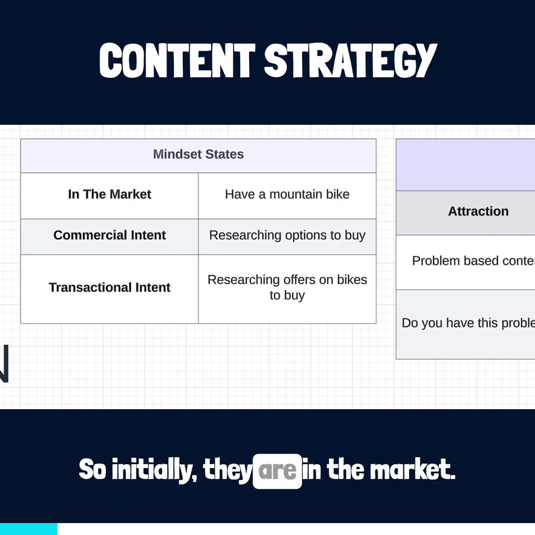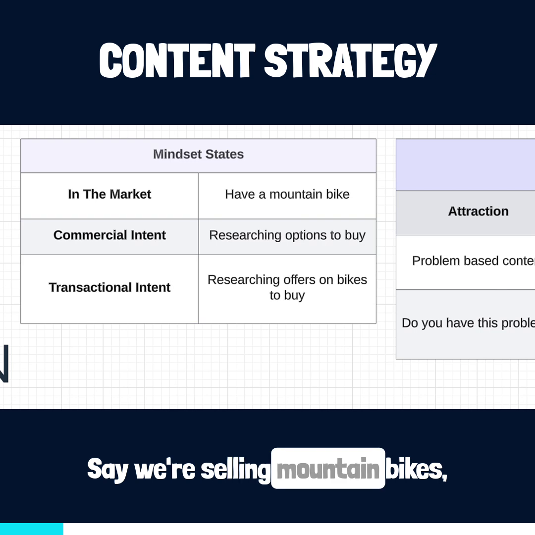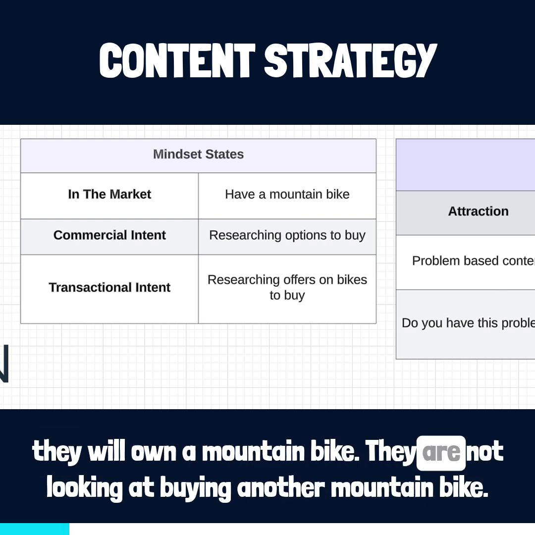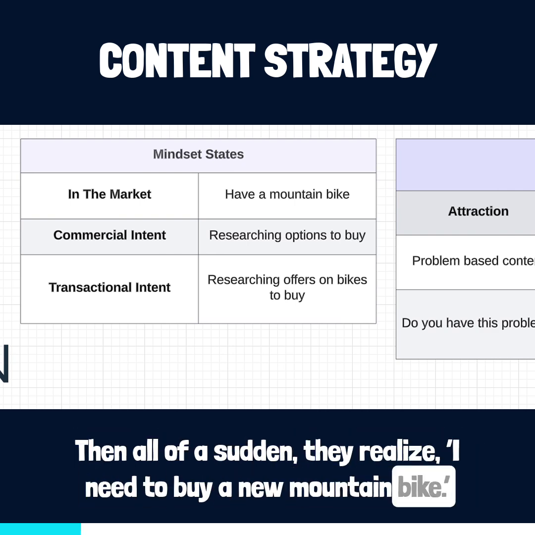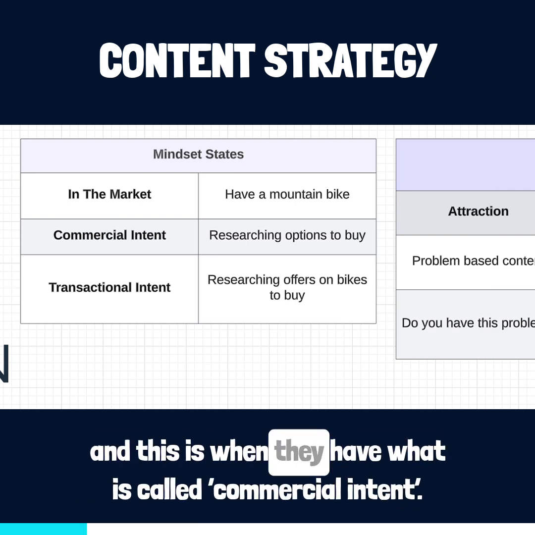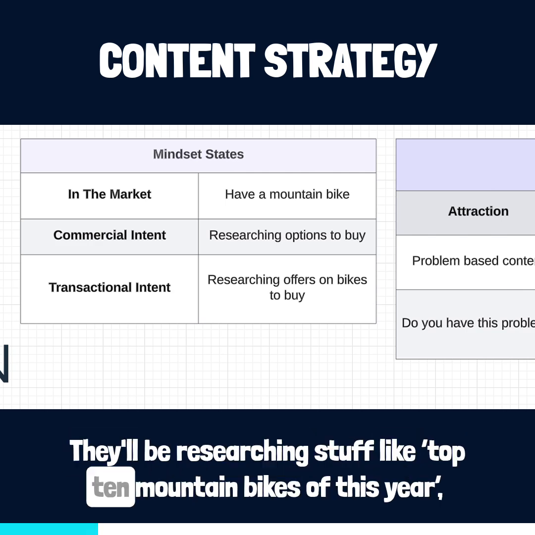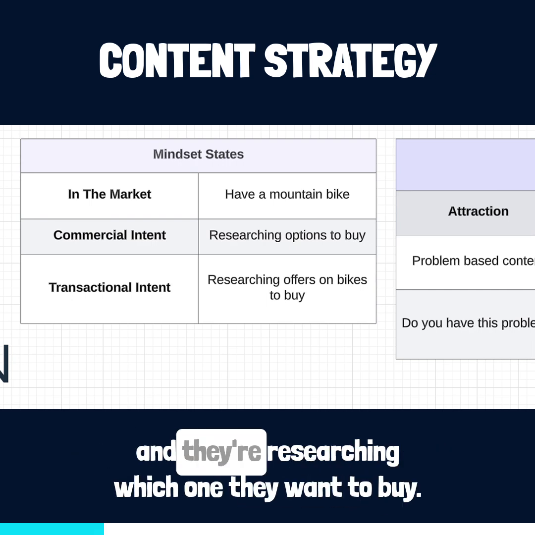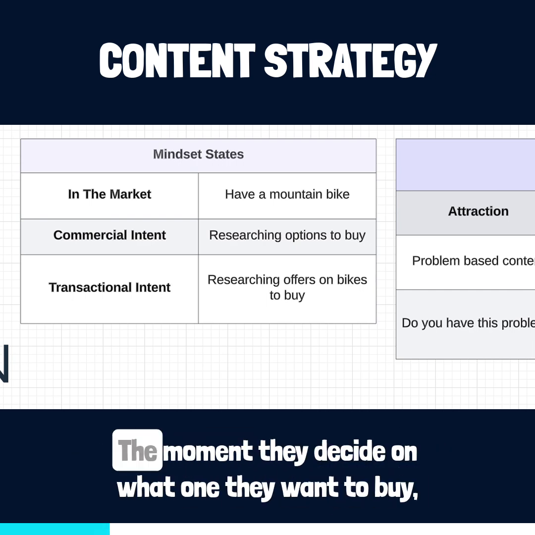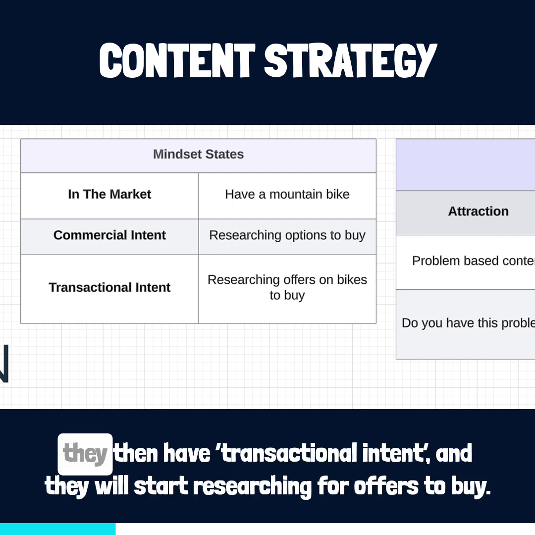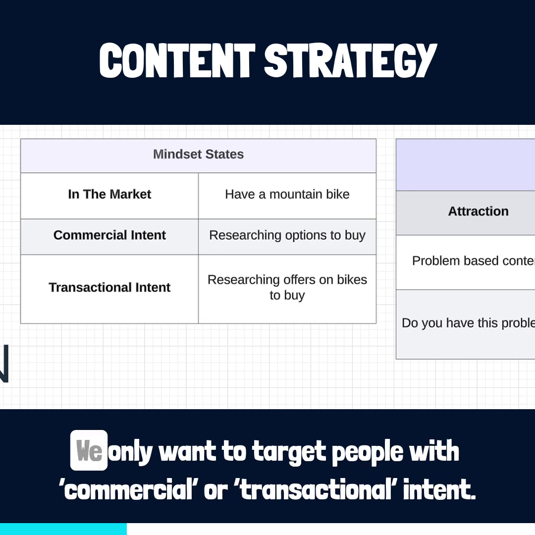So initially they are not in the market. Say we're selling mountain bikes, they will own a mountain bike. They are not looking at buying another mountain bike. Then all of a sudden they realise, right, I need to buy a new mountain bike. So they start researching it. And this is when they have what is called commercial intent. They'll be researching stuff like top 10 mountain bikes of this year, whatever, and which one they want to buy. The moment they decide on which one they want to buy, they then have transactional intent and they will start researching for offers to buy. And what we want to do is we only want to target people with commercial or transactional intent.